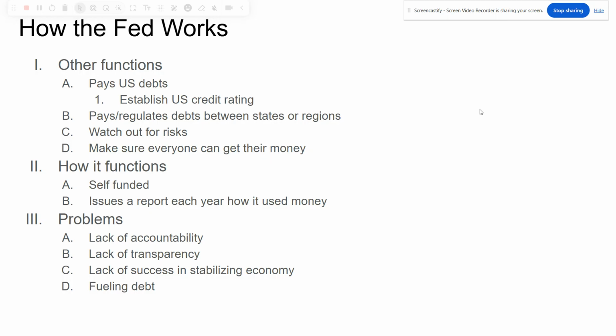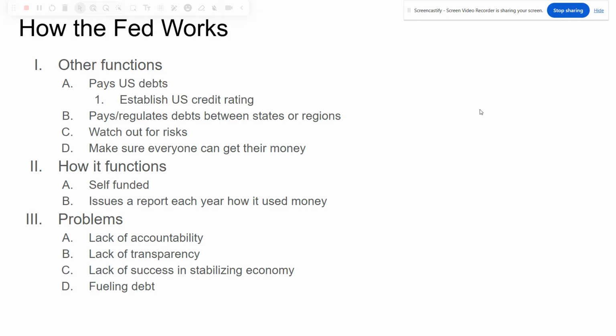Now, the Fed is completely self-funded. The only aspect of the Federal Reserve that is actually federal, as in part of the government, is the 7 board of director members, who, by the way, cannot be removed except for major criminal activity, voluntary retirement, or death during their time in office.